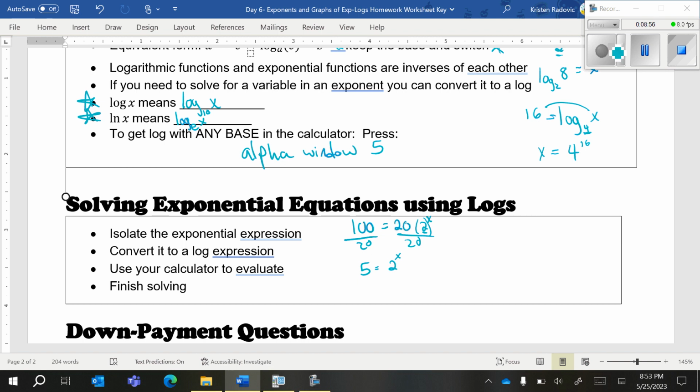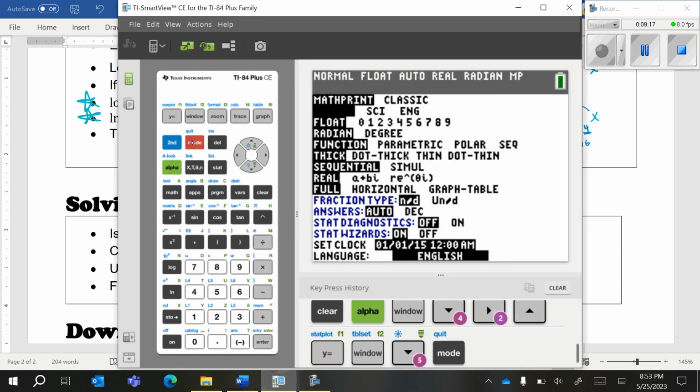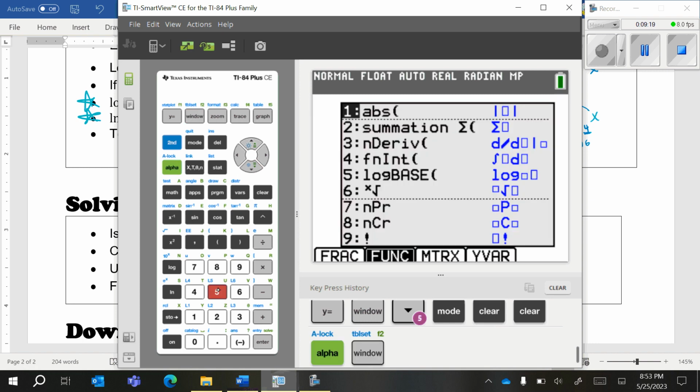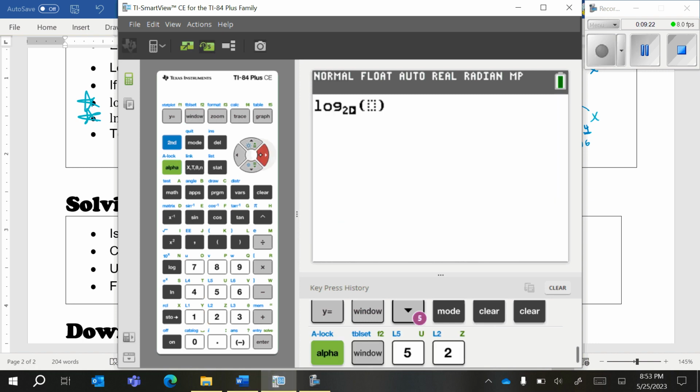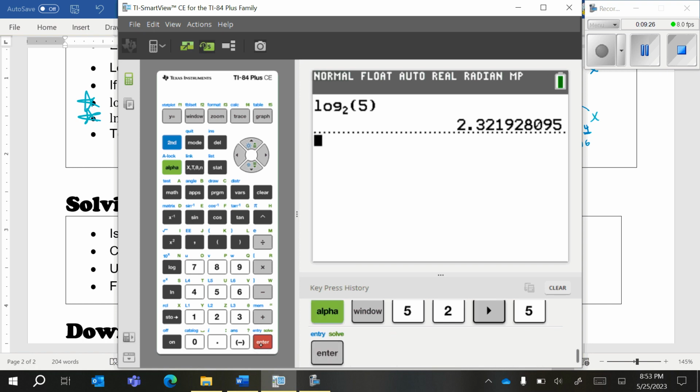Now what you can do is keep the base and switch. You're going to solve your exponential equation by turning it into a log equation. So the 2 is on the right, so you're going to write log base 2 on the right because that was the base. You're going to switch the other two values. 5 goes to the right, x goes to the left. In your calculator, you would do alpha, window, choice 5, log base 2 of 5, and you would hit enter, and you would see that it's about 2.32 whatever.